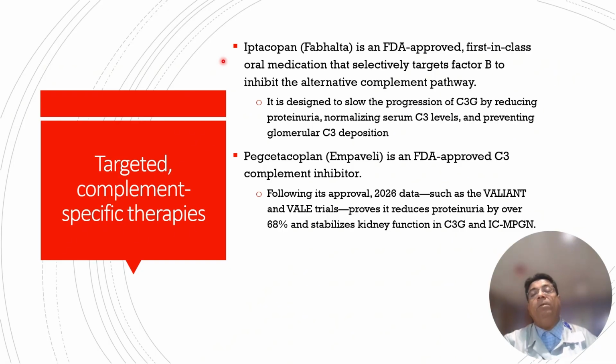Iptacopan, or Fabhalta, is an FDA-approved first-in-class oral medication that selectively targets factor B to inhibit the alternate complement pathway. It's designed to slow the progression of C3 glomerulopathy by reducing proteinuria, normalizing serum C3 levels, and preventing glomerular C3 deposition. Empaveli is an FDA-approved C3 complement inhibitor. It reduces proteinuria by over 68% and stabilizes kidney function in C3 glomerulopathy and immune complex MPGN.